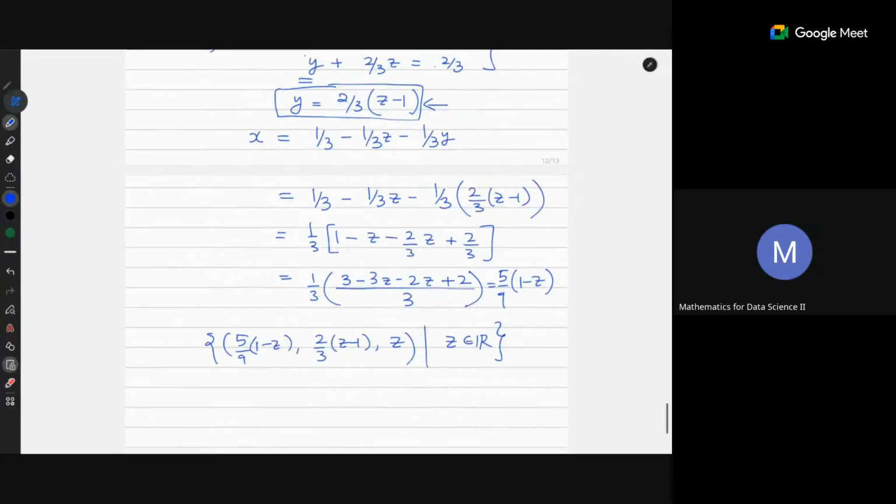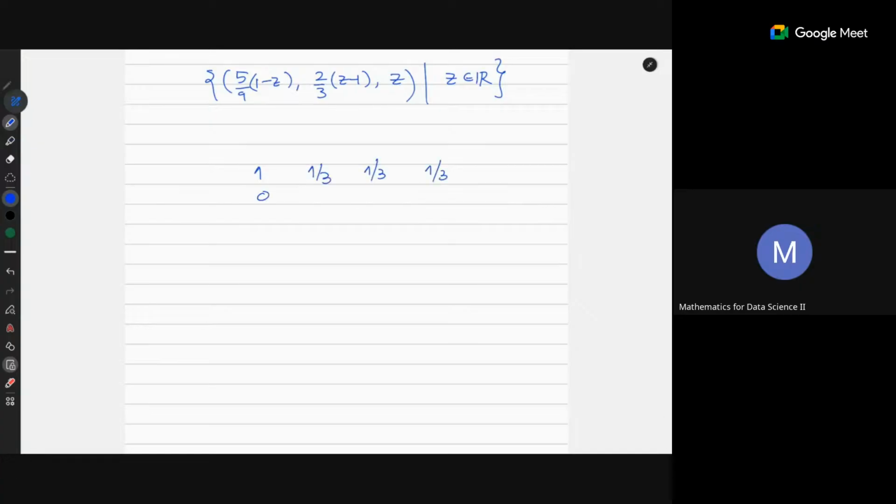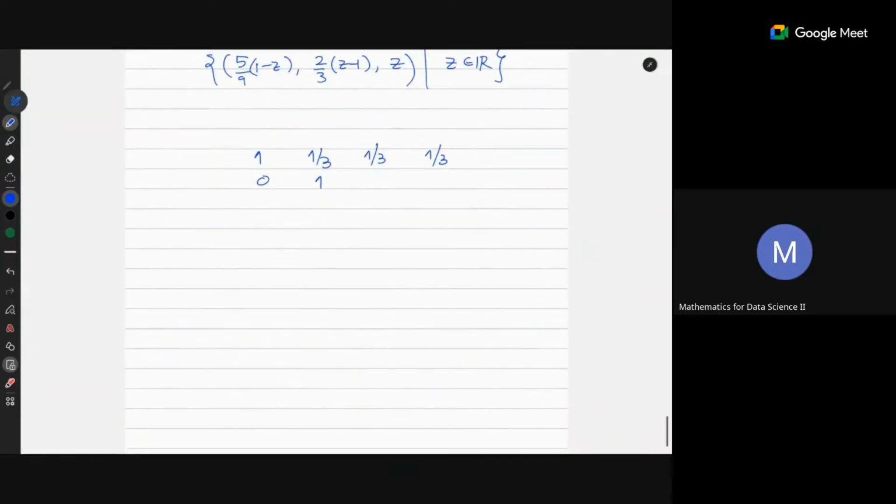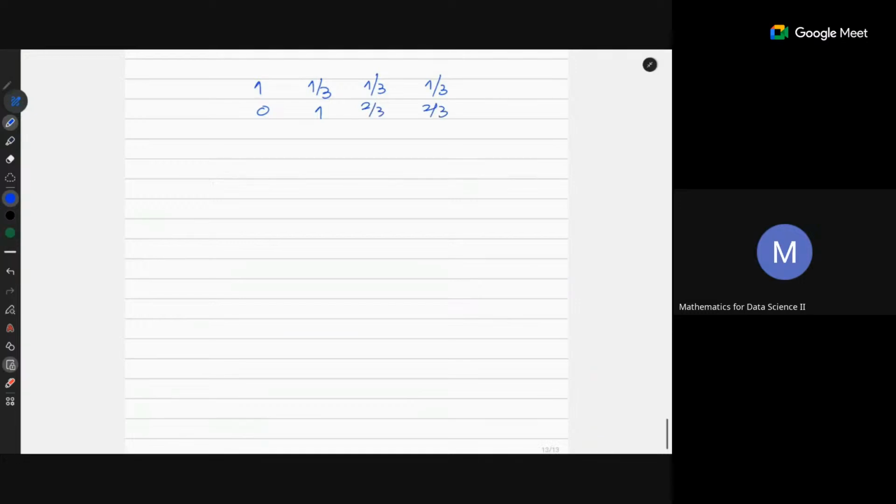So we have 1/3, 1/3, 1/3, 0, 1, 2/3, and 2/3. We stopped at this point in the previous step, because this matrix was in REF form. But we can go for one more step further and convert it into RREF form. And how do we do that? We can apply this operation: R1 minus 1/3 R2.